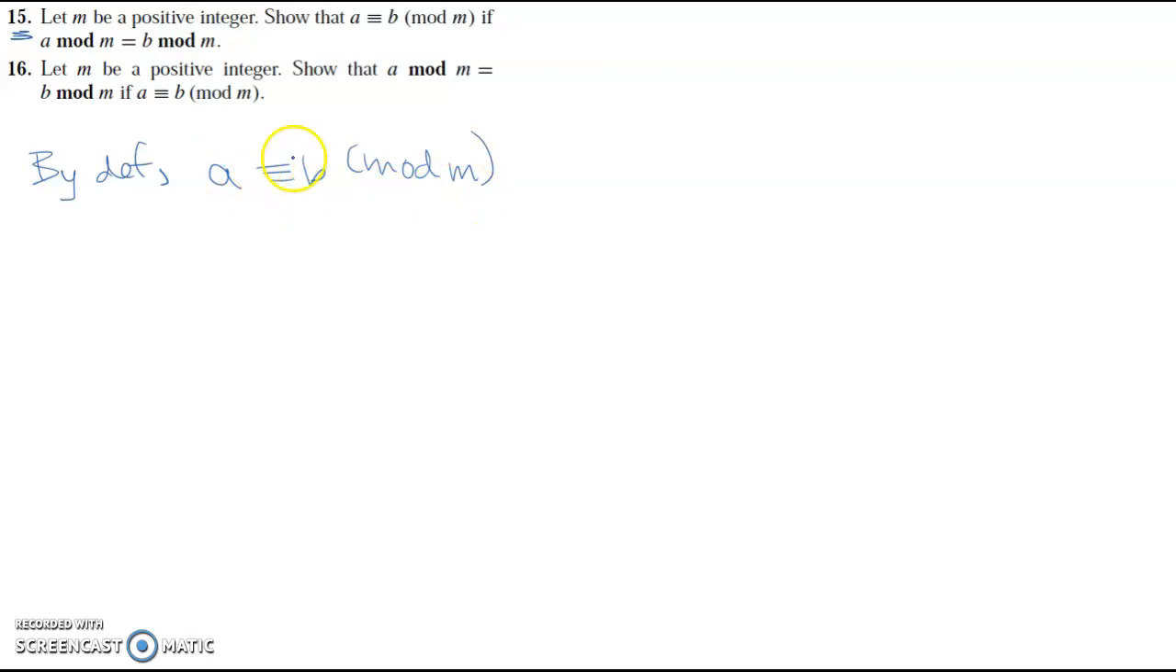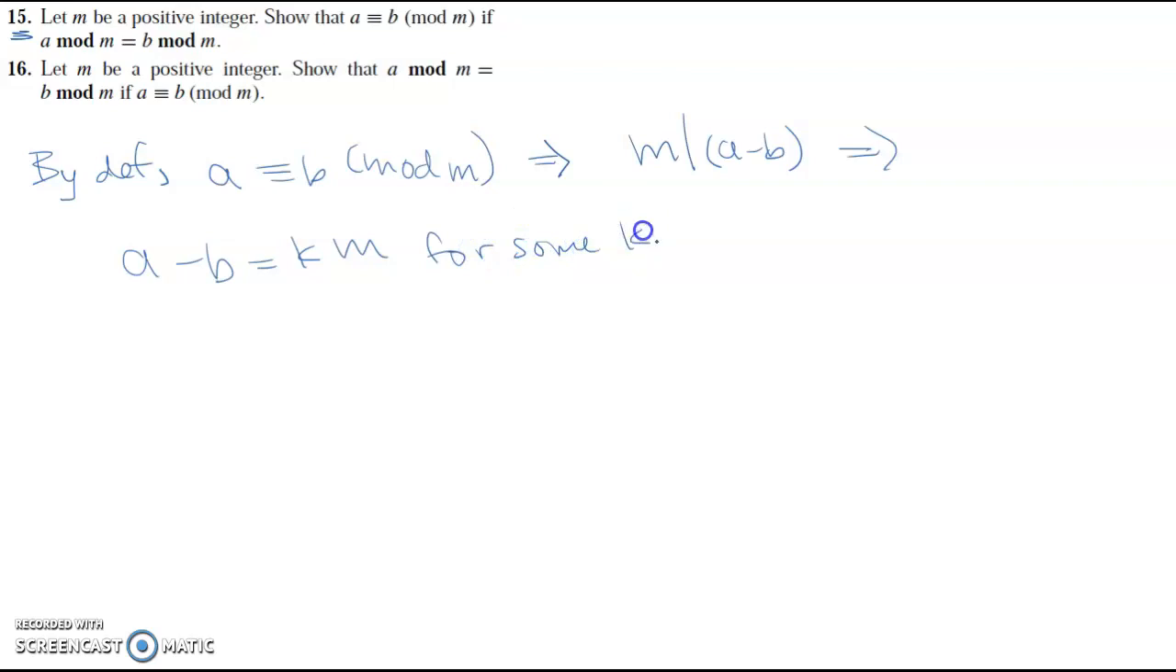If we have this, then this implies, we usually write it as the right-sided double arrow, that M divides A minus B. This was one of the definitions, and this also implies that A minus B is K times M, for some K that is an integer. Okay, so here I can add B to both sides, so I have A is B plus K times M.